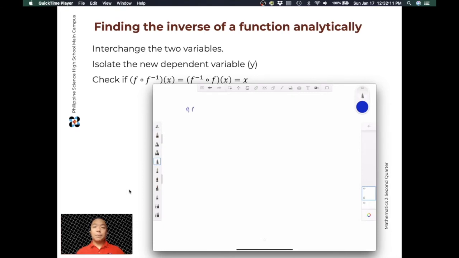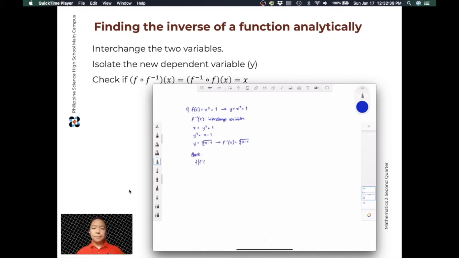So first example, we have f of x equals x cubed plus 1. And we can write this as y equals x cubed plus 1 para two variables. Para mahanap yung inverse, we'll interchange x and y. So we could now write this as x equals y cubed plus 1. And we want to isolate y. So y is equal to cube root of x minus 1. So we could write the inverse of f of x is cube root of x minus 1.